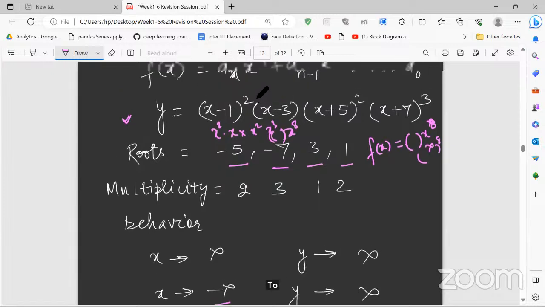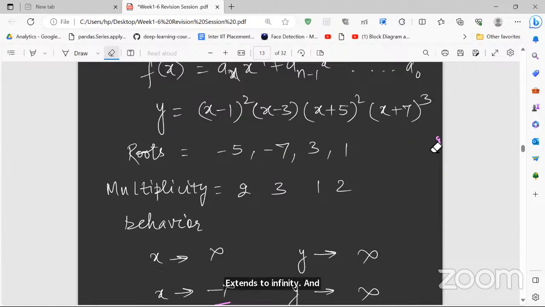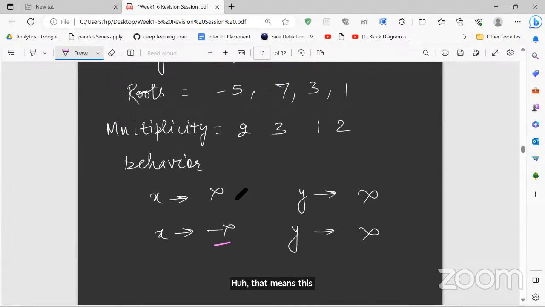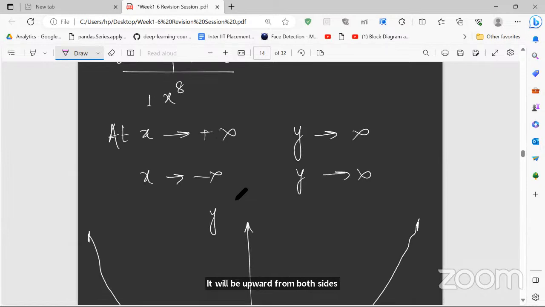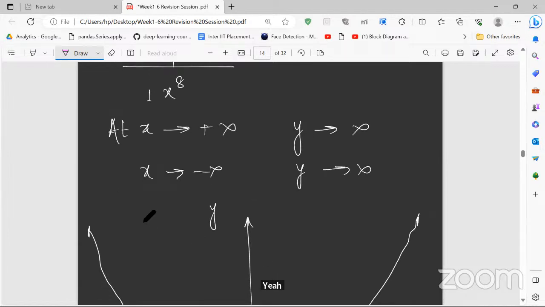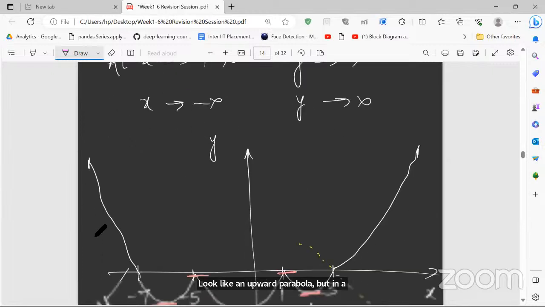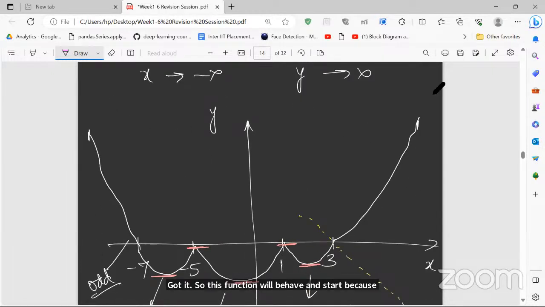What do you get from these two behaviors? What can you say about this function? As x tends to infinity, y tends to infinity, and as x tends to minus infinity, y tends to infinity. That means it will be upward from both sides. It looks like an upward parabola, but in a haphazard shape. Correct. So at minus infinity the function will be positive infinity, and at plus infinity also y will be infinity.